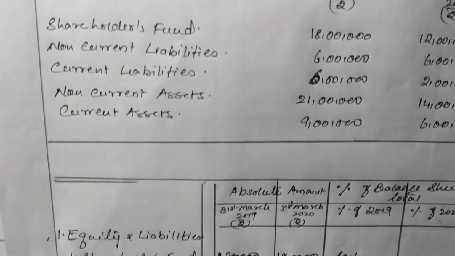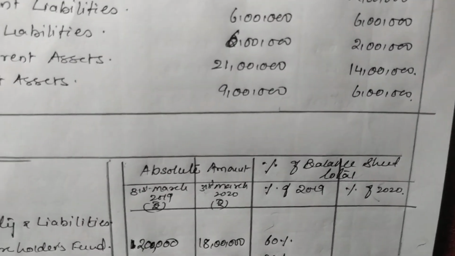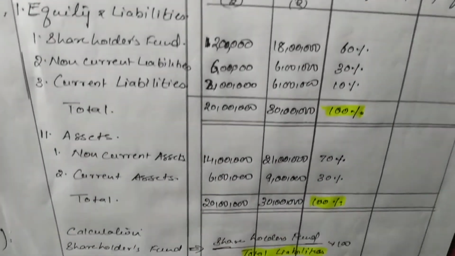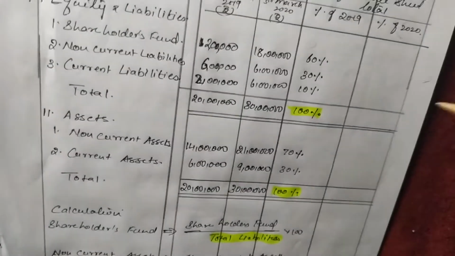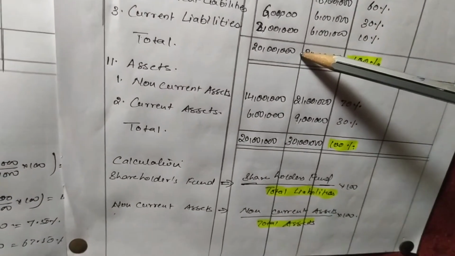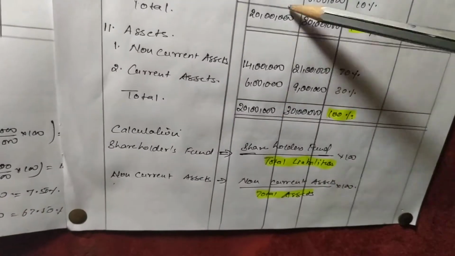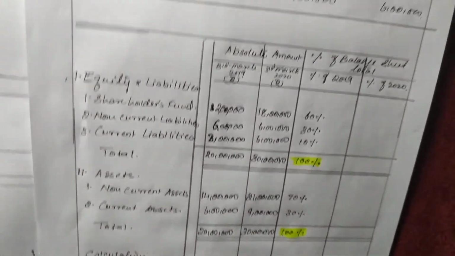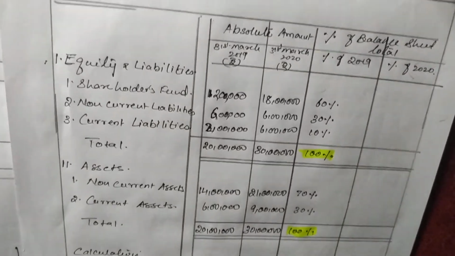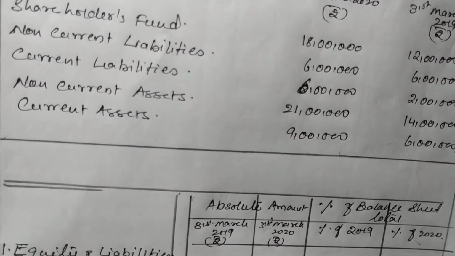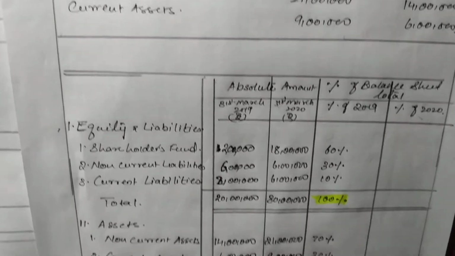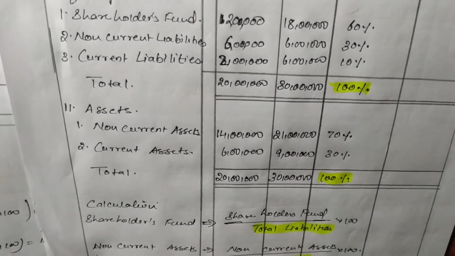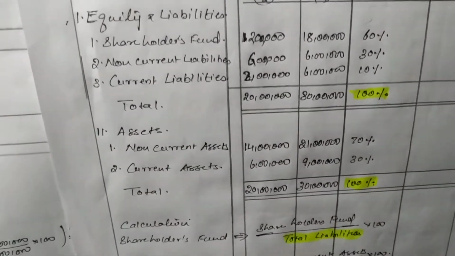Then comes your non-current asset of the previous year, 14 lakh, and current asset 6 lakh, which we placed in the sequence, 14 lakh and 6 lakh, total 20 lakh. The balance sheet total should always be equal; here your assets and liabilities are both equal. Then we place the absolute amount of the current year: 18 lakh, 6 lakh non-current liability and 6 lakh current liability, that is 30 lakh.